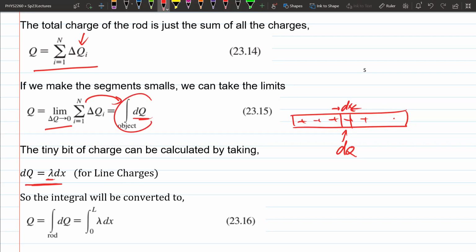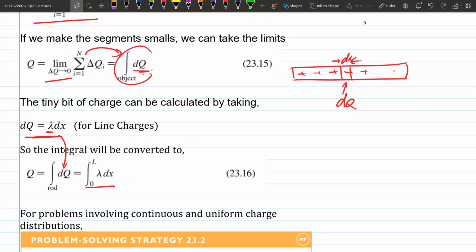So instead of trying to integrate dq, you can replace dq with lambda dx. Therefore, now you can actually do that integration as a function. Let's say in this coordinate system, this is x. So you can integrate from, let's say, x equals 0 to x equals L. And so that's how you deal with that.